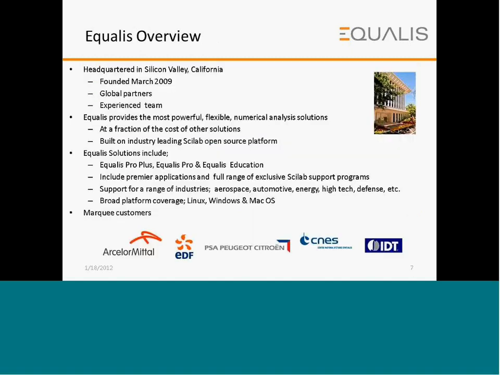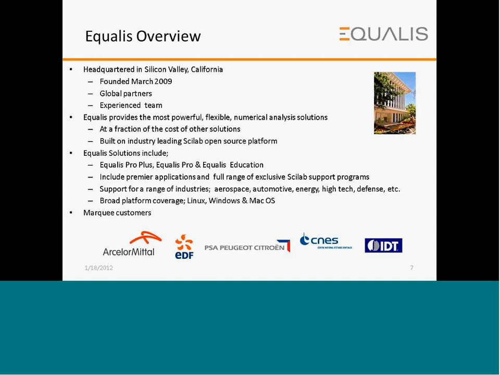A brief overview of Equalis is as follows. Equalis is headquartered in Silicon Valley, California, founded in March 2009. Equalis has expanded with partners globally and has built an experienced team. Equalis provides the most powerful, flexible numerical analysis solution at a fraction of the cost of other solutions. The solutions are built on the industry-leading Scilab open source platform.